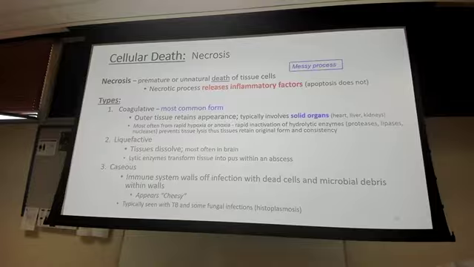Then we have liquefactive necrosis. This is where tissues start to break down and dissolve. They get this gelatinous, kind of watery appearance. This most often occurs in our brain, because in our brain we have a high lipid content. We have lots of lipids there.